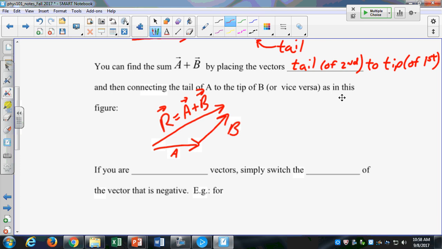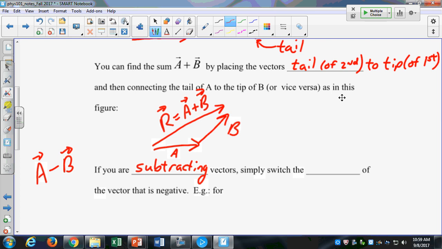And then if you're subtracting vectors, let's say instead I wanted to know A minus B, what do you do to that vector that you've now negated? What do you think you're going to do to the vector that you've made negative? Well, let's think. We've seen negative directions before. How are they relative to positive directions? If positive is to the right, what is negative? To the left. Right, so if you negate a vector, what do you do to it? Flip that thing around.